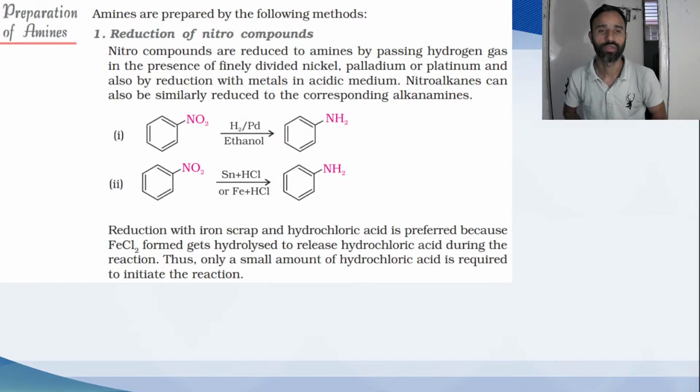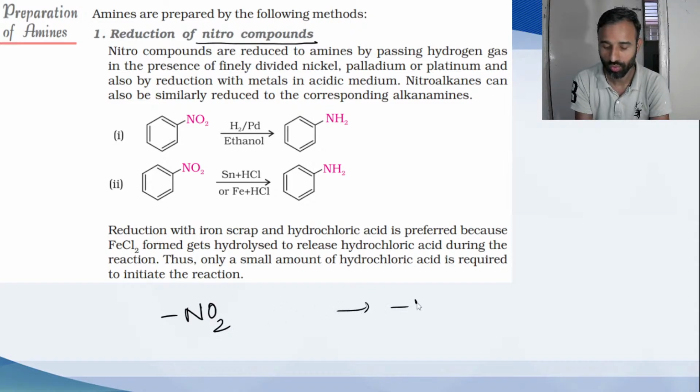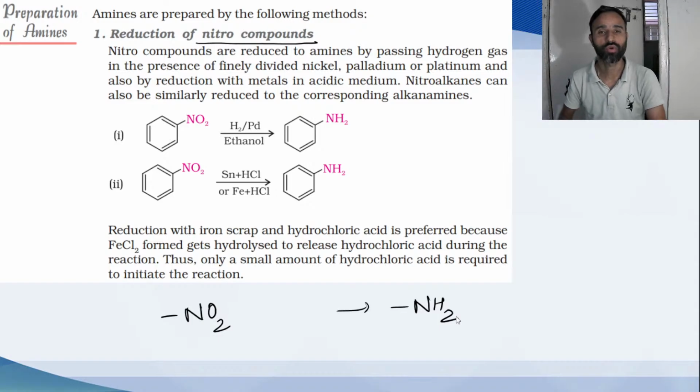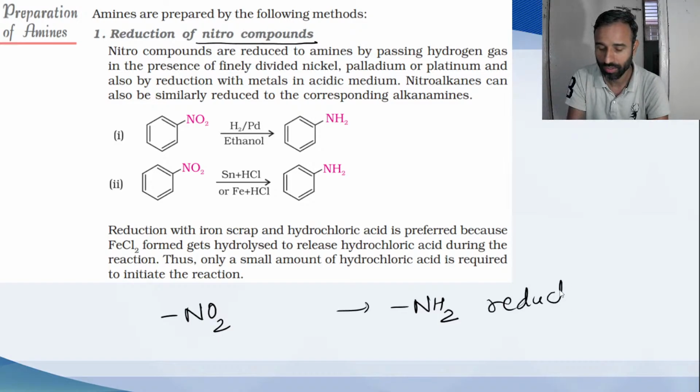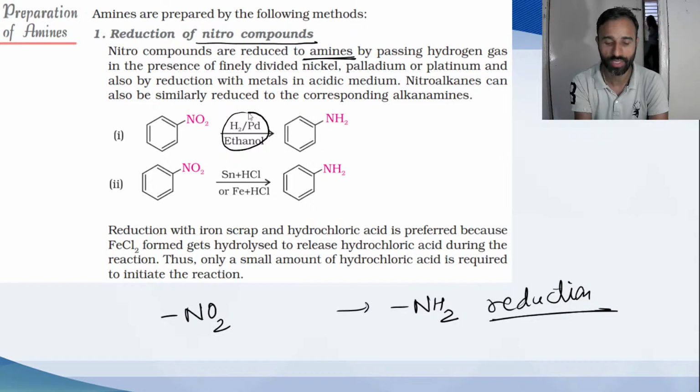Okay. Next, preparation. Now, first is preparation from nitro compounds. In a nitro compound there is NO2. So that is reduced to NH2. These oxygens are removed or replaced by hydrogen. That is reduction, addition of hydrogen and removal of oxygen. So nitro compounds are reduced to amines just by passing hydrogen gas in the presence of finely divided nickel, palladium or platinum, and also by reduction with metals like tin, iron in the acidic medium.